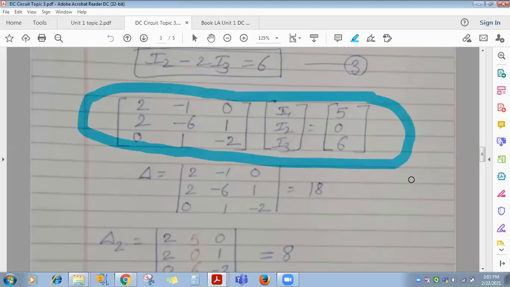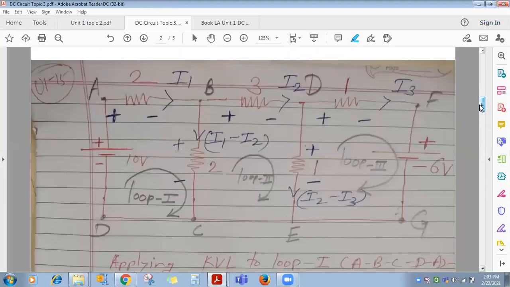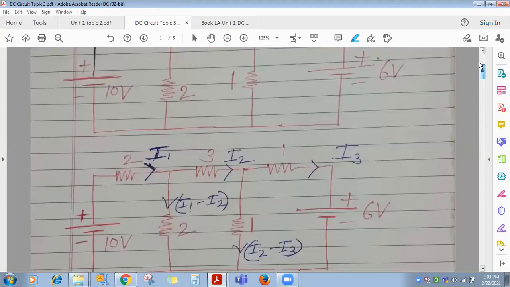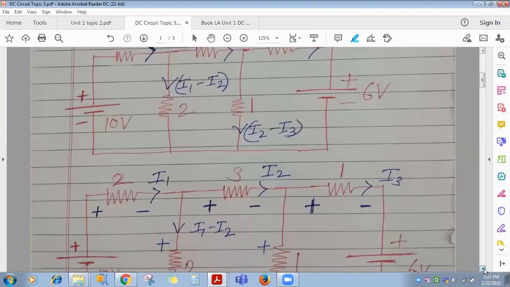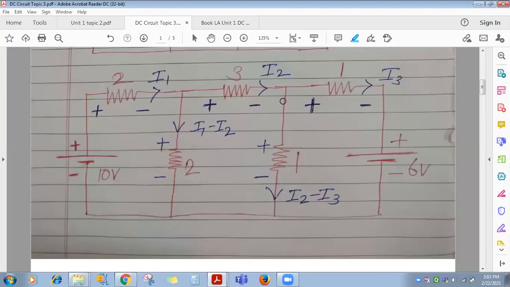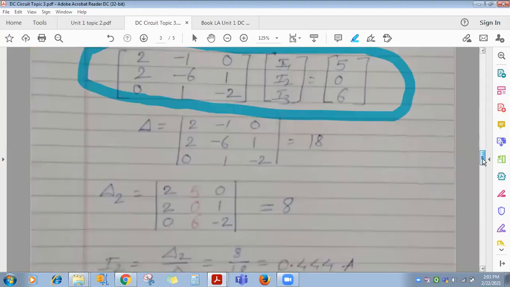Now to simplify, you have to find out I1, I2, I3. In this numerical, you have been asked to calculate the current flowing through only the 3 ohm resistance. Which one is the current flowing through the 3 ohm resistance? See, I2. Only I2. I2 is flowing through the 3 ohm resistance, so its value only we want.